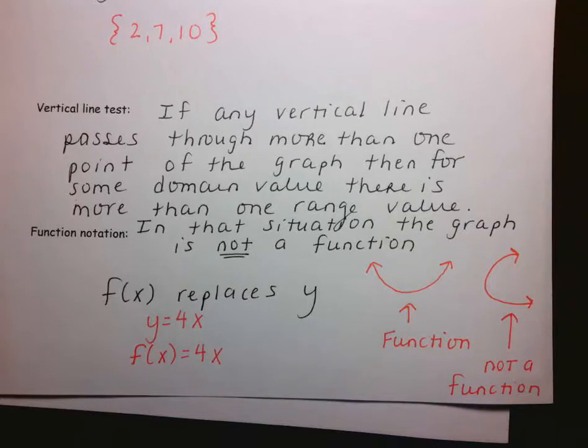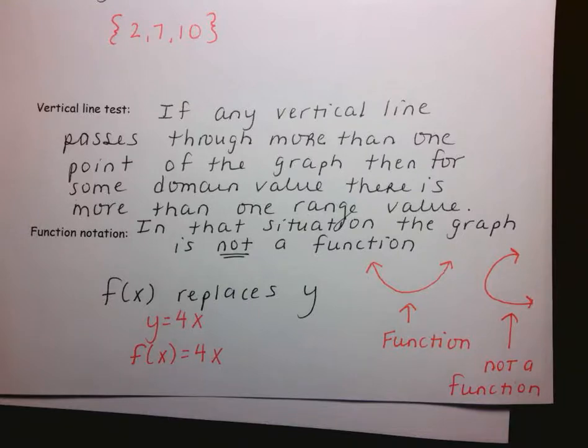A vertical line test is a way to determine if a relation is a function or not. If any vertical line passes through more than one point of the graph, then for some domain value, there is more than one range value. In that situation, the graph is not a function.